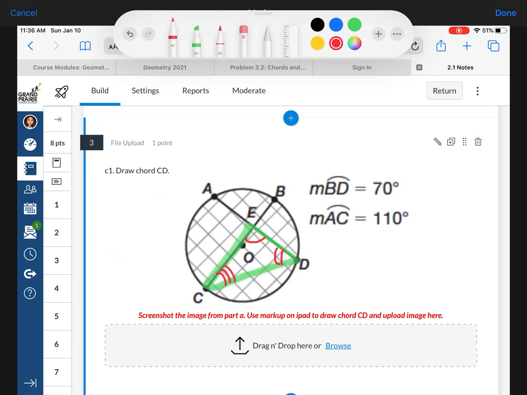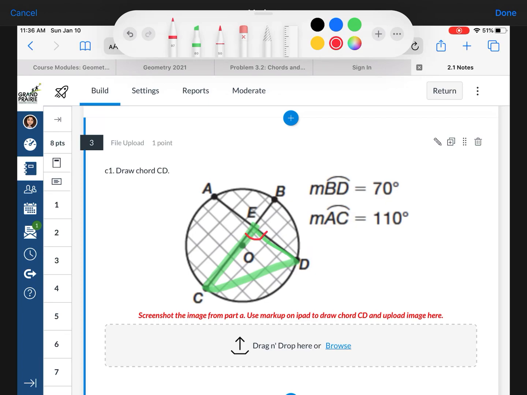Yep, so once again, instead of BED, I think they're asking for the measure of CED. Okay, so let me erase these. Oopsie. Let's keep the triangle. And they want us to find the measure of this angle right there.